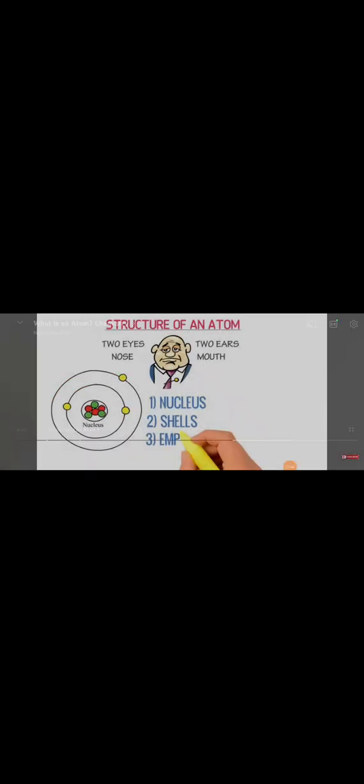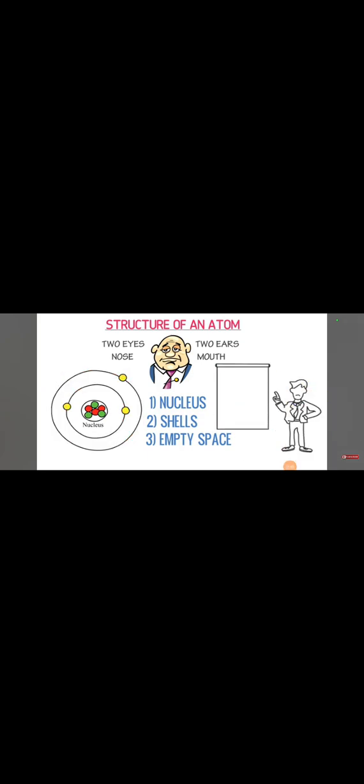90% of the space in an atom is empty. Remember that electrons fly around the nucleus in these fixed paths just like planets revolve around the sun. Remember that electrons cannot stay in the space between the nucleus and shells. They have to rotate on these fixed paths or shells.